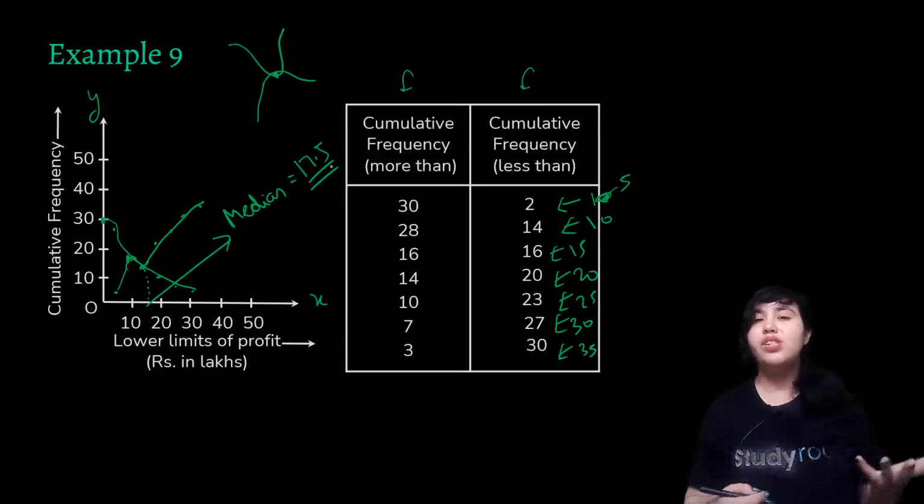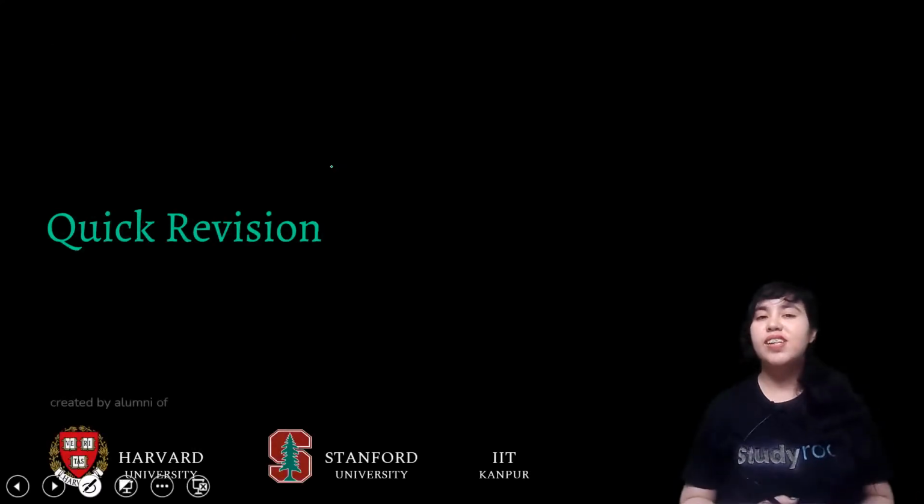So which method did we use here to calculate median using ogives? We looked for the two ogives, more than and less than type. After plotting them, we looked for the point of intersection, and that gave you the median. So with this, we come to an end of this chapter. Now it's time for a quick revision.